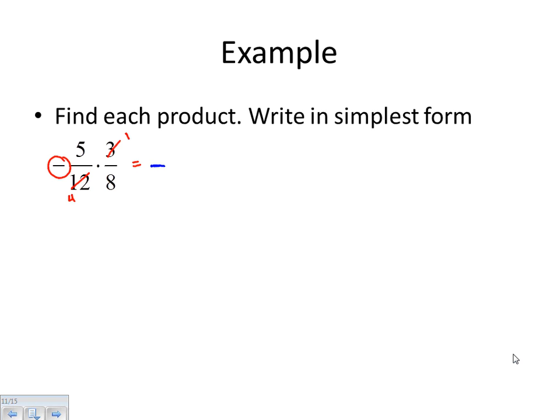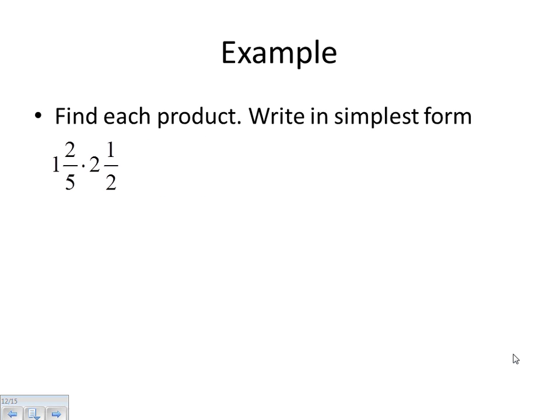All right? And then we continue multiplying. 5 times 1 gives you a 5. And then we multiply the denominators. 4 times 8, which is 32. So our answer should be negative 5 over 32.